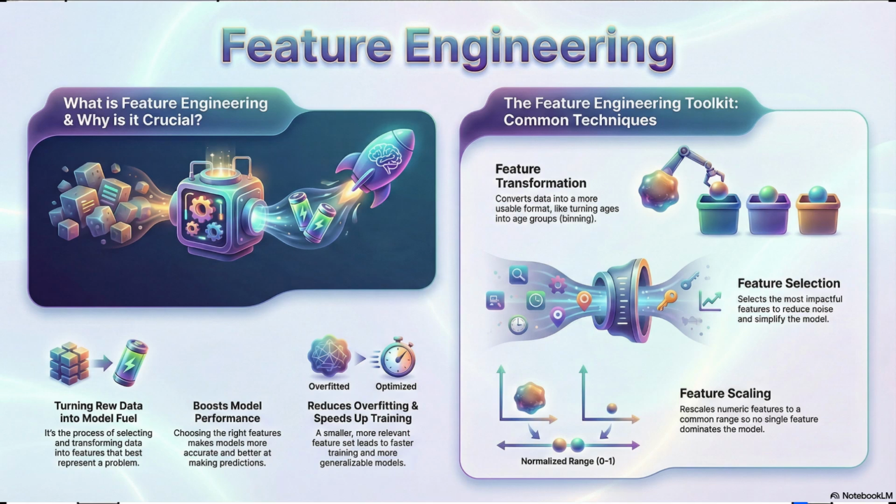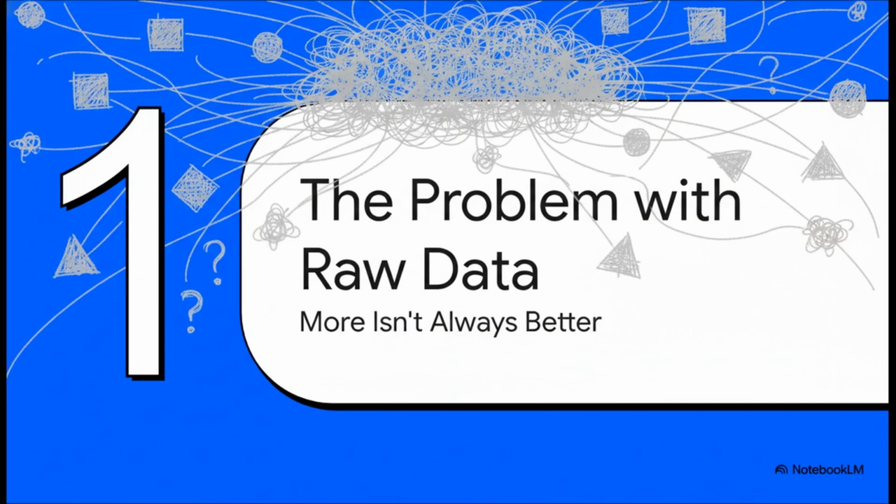Raw data is messy, and models need a little help to find the signal in the noise. That's what feature engineering is all about. It's the art and science of transforming your raw data into features that truly make your model shine. Let's dive in. You get this amazing new dataset, and it has hundreds, maybe thousands of columns.